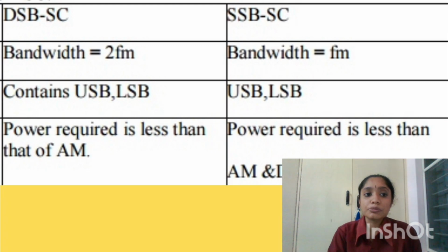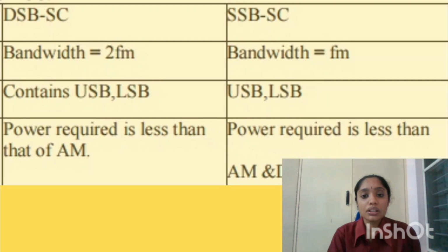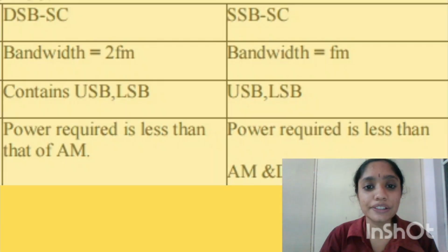Since two bands are transmitted, the power required is less than that of amplitude modulation. SSBSC, in this we transmit only one sideband. Therefore, the power required is less than amplitude modulation and DSBSC. We have another set of differences.